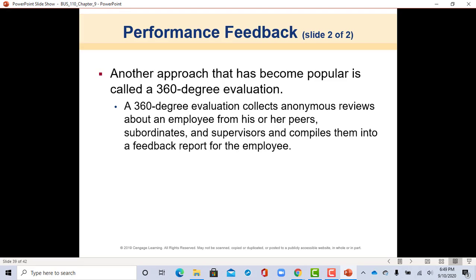Performance feedback. Another approach that has become popular is called a 360-degree evaluation, and that's where the evaluation collects anonymous reviews about an employee from his or her peers, subordinates, and supervisors, and compiles them into a feedback report for the employee.